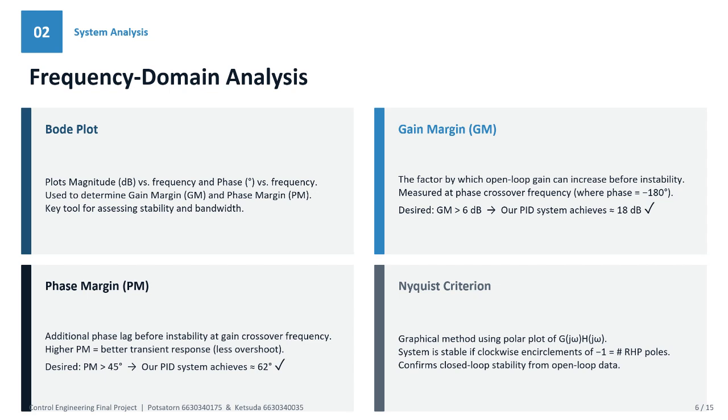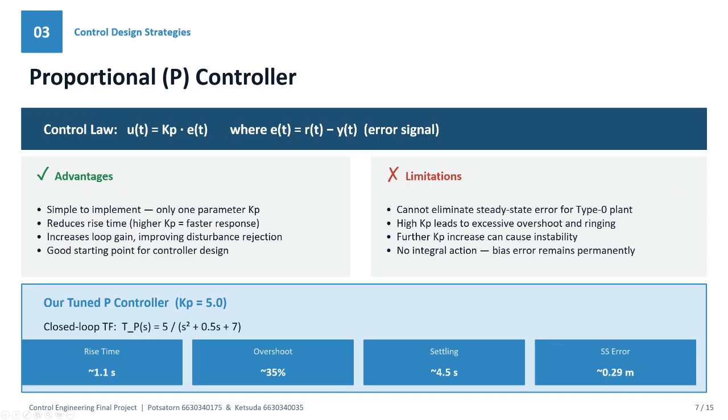This brought us to the core of our project, the feedback controller design. We evaluated three different control strategies to find the best solution. Proportional, P control. This was our starting point. Increasing the proportional gain makes the system respond faster, but it has a major drawback. It cannot eliminate the steady-state error. The system gets close to the target, but never quite reaches it.